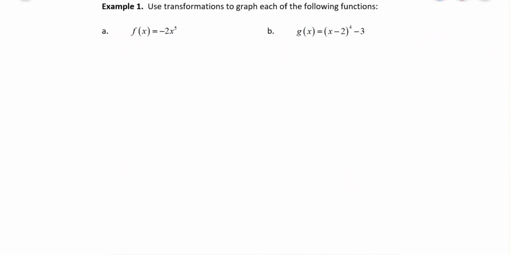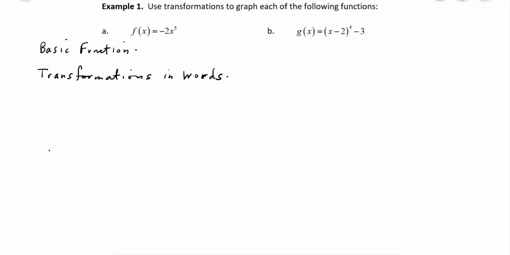We're going to use transformations to graph the following functions. So we did this in chapter 2. Do you remember the steps? First step was to say, what's the basic function? The next step was to describe the transformations in words. And the last step is to sketch the graph.